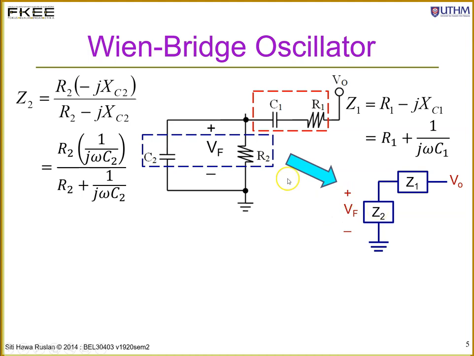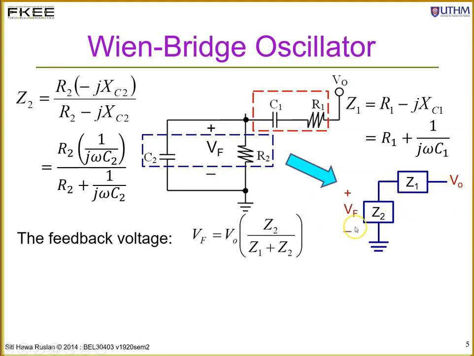The feedback voltage VF over here is the voltage across Z2. You have input to the circuit which is your output. So we can use a voltage divider where VF, the voltage across Z2, will be simply VO multiplied with Z2 divided by the total impedance. Right here, VF equals VO multiplied with Z2 divided by Z1 plus Z2. So with this, we can find the beta for the Wien bridge oscillator, which is defined as feedback voltage divided by the output voltage. It is simply Z2 divided by Z1 plus Z2.